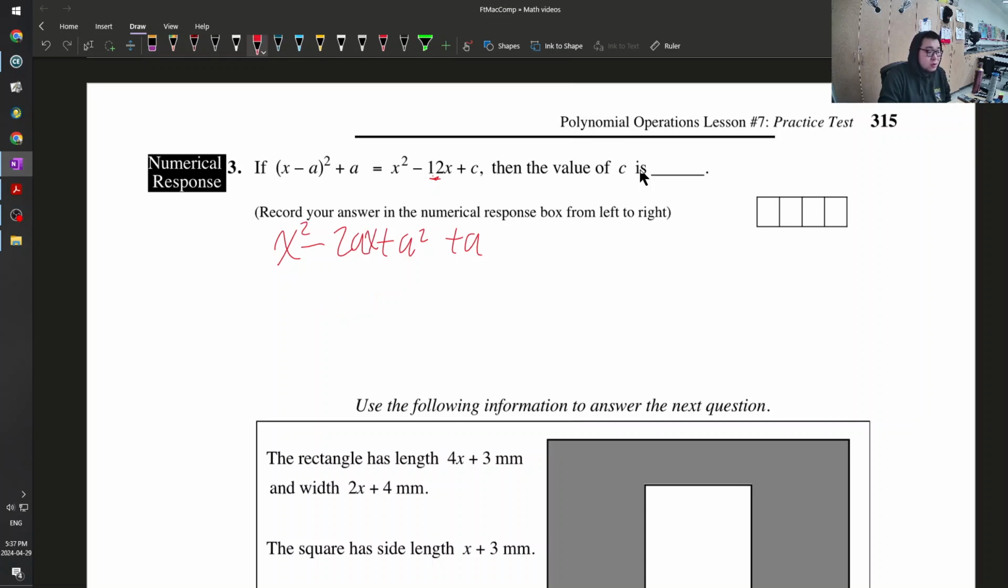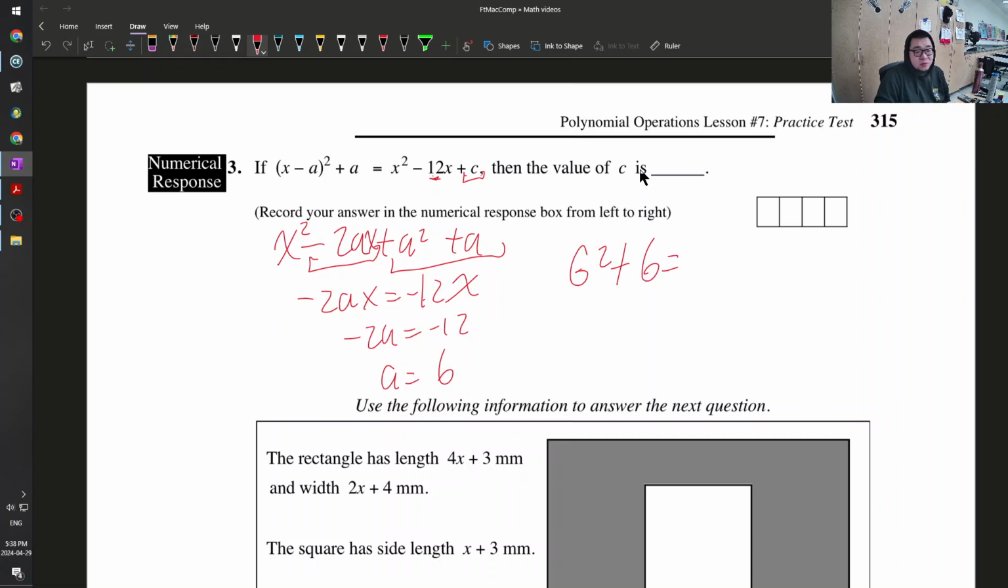There we go. So if -2ax is equal to -12x, then -2a must equal -12. Divide both sides by -2. A is equal to 6. So if we know a is equal to 6, and this c must correspond to a squared plus a. So 6 squared plus 6 is equal to 42.